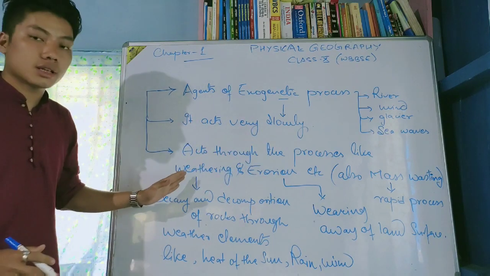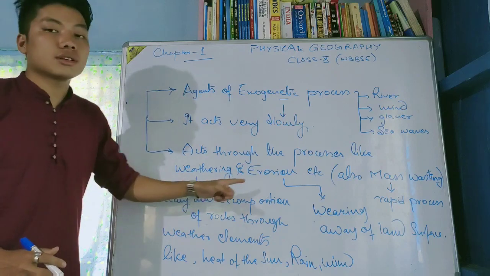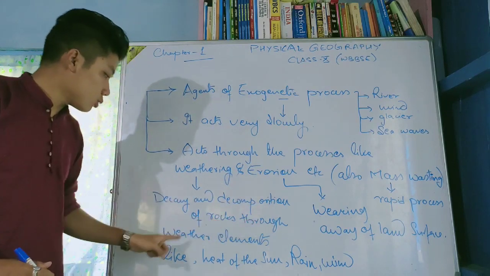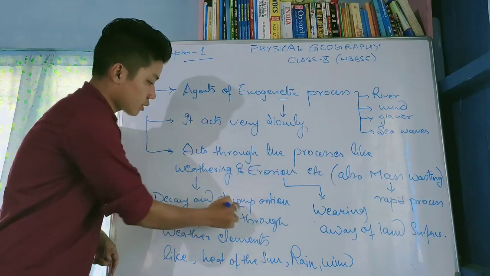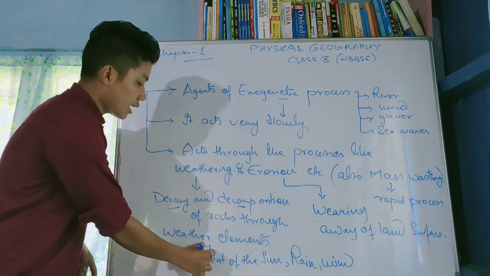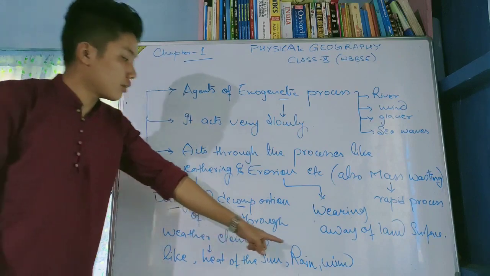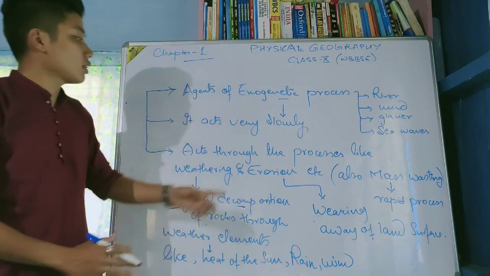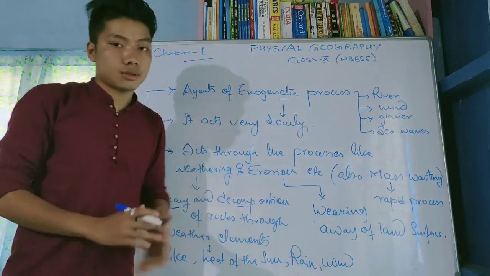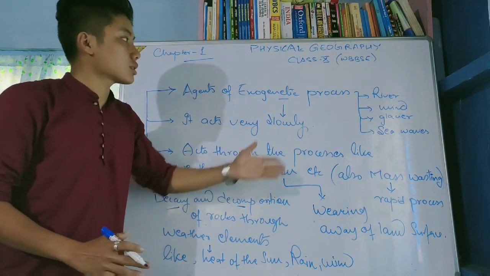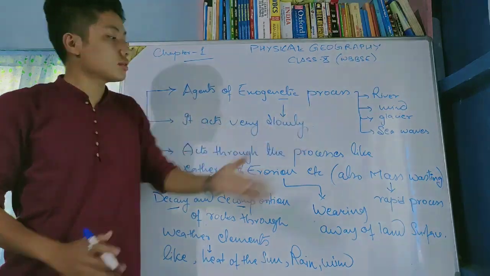So what is weathering? Weathering means decay and decomposition of rocks through weather elements, like heat of the sun, rain, wind. Next, what is erosion? Erosion means wearing away of land surface through the process of river, wind, glacier, and sea waves.